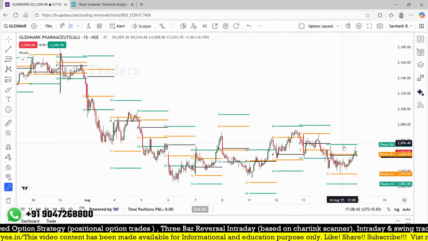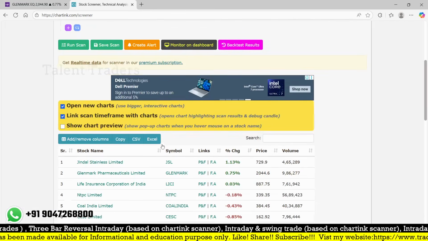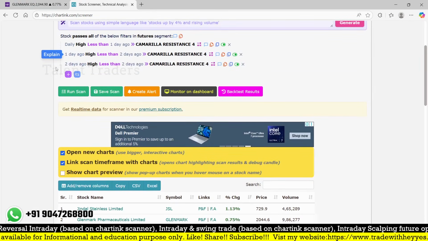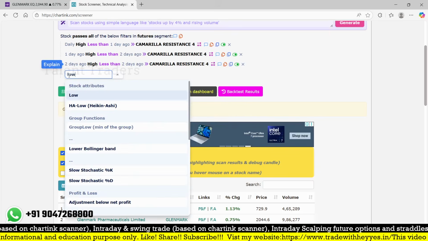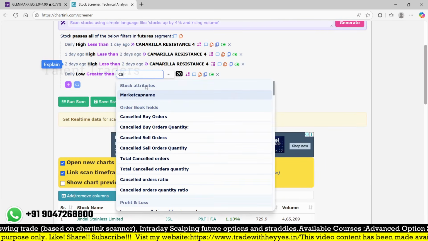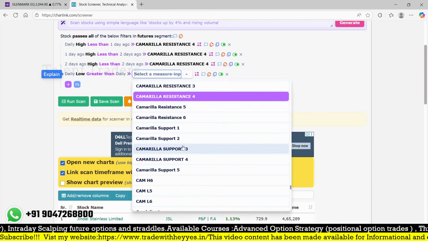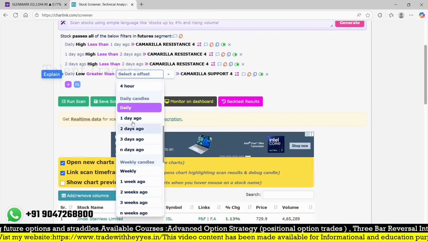3 consecutive days is never broken the R4. So that is the condition which we have created as of now. And another one: the low of that particular day should be greater than support 4. Sorry, support 4, it should be 1 day ago.